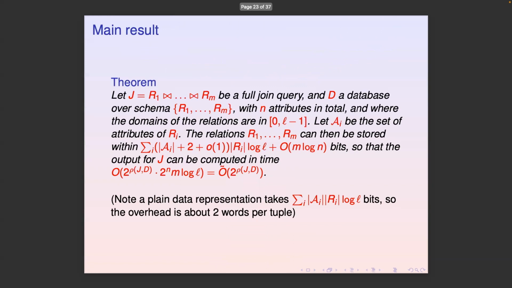Okay, so the result says that if we have a join between M relations over n attributes and with a universe of size L, then you can store the relations within this space: for every relation R_i, for every tuple, you will store the number of attributes plus two, times log L bits, plus something that's very small. And you can compute the join in this time, which is worst case optimal, even if we are abusing a little bit, because it's exponential in the number of attributes. So a plain data representation would use log L bits for every attribute of every row of the relation. Instead of this, we are using two more integers.